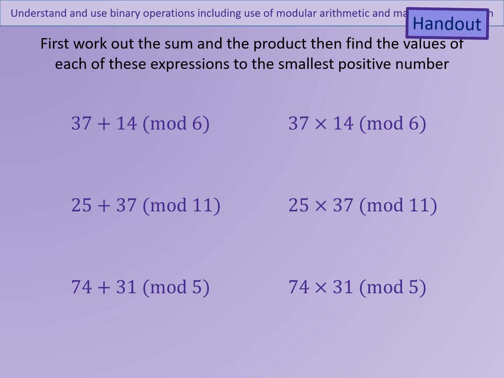For each of these calculations, we are going to first of all work out the sum or the product of the two numbers, and then work out what the answer is mod n in each case, so whatever the modulo is given.